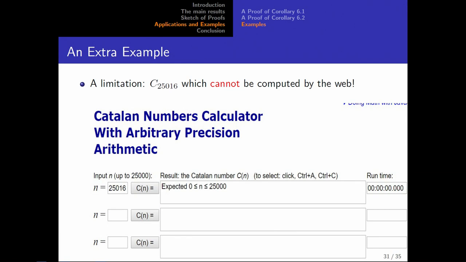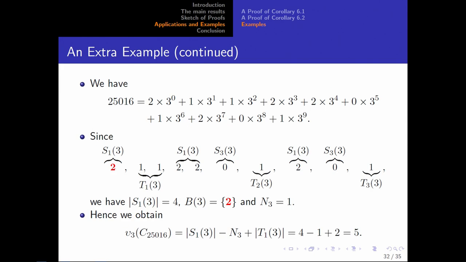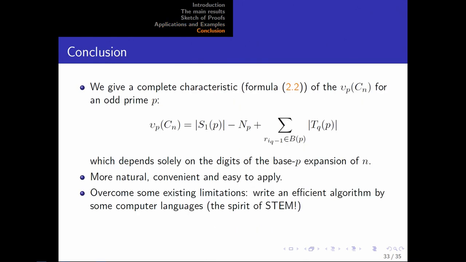Particularly, we want to consider C25016, but obviously it cannot be computed by the website. However, our formula can still be applied on it. We expand 25016, and we classify the digits again. By observing the digits, we can again derive the value of V3 C25016, which is 5. So here's the conclusion.